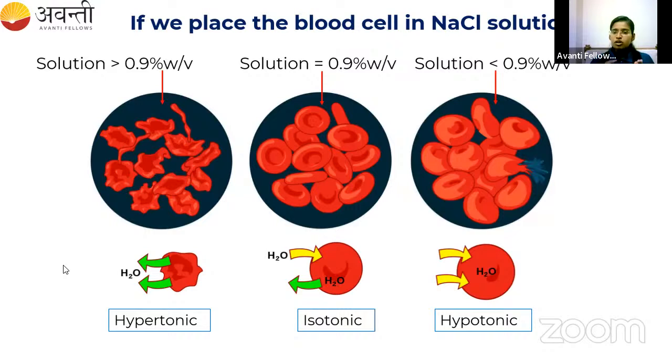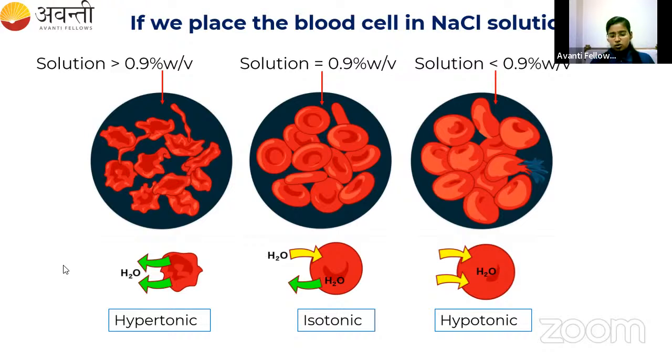If the flow of solvent is equal, it is isotonic. If the water is coming out, the cells will shrink, then that is hypertonic. If the water molecules are coming inside the cell and it is getting bulged out, then it is called hypotonic. Clear for all of you? So this is all about the osmotic pressure.